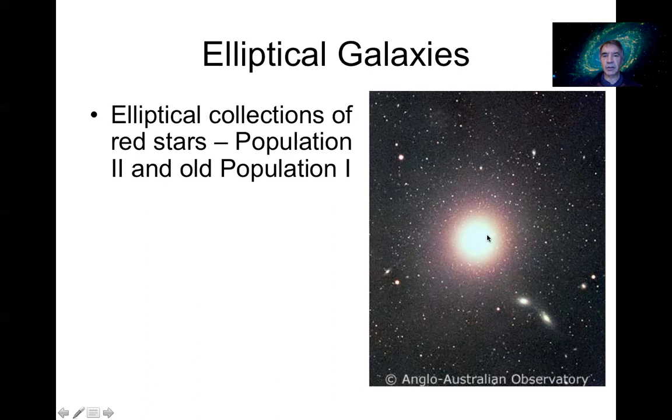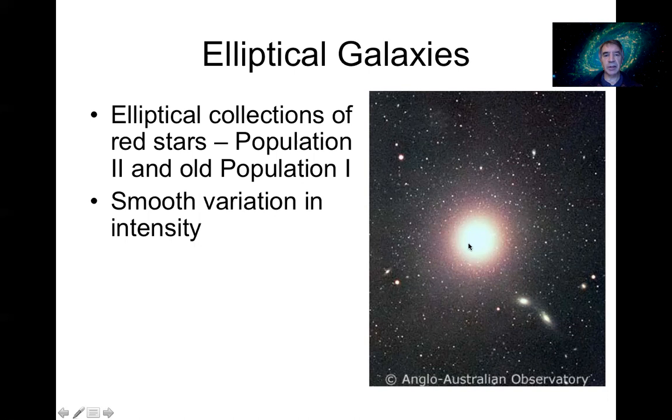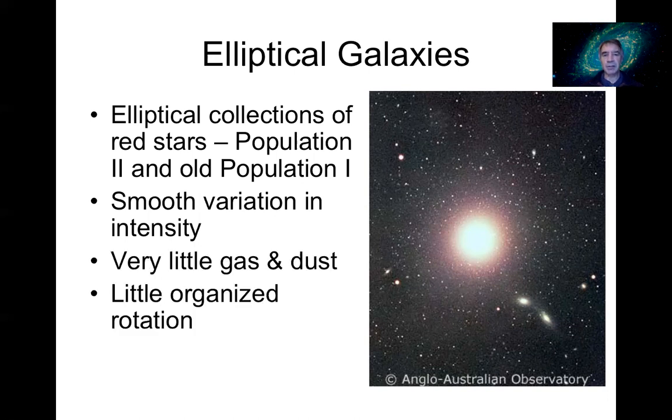And you can see that there's no spiral arms, there's no dust, no gas structures in here, just that smooth variation in intensity. And that means that there's no star formation going on because there's no gas and dust to form any new stars out of, which is again why they're aging.